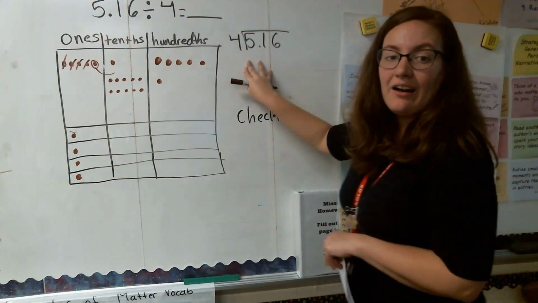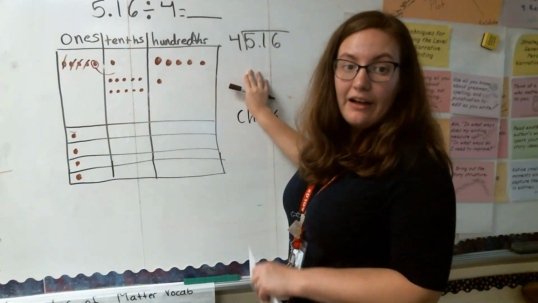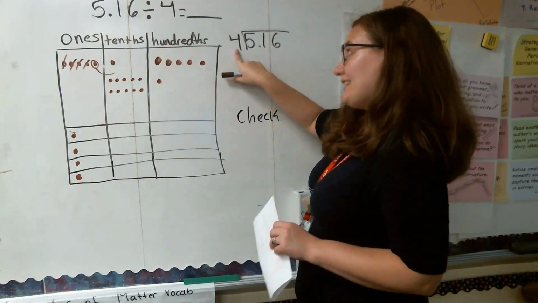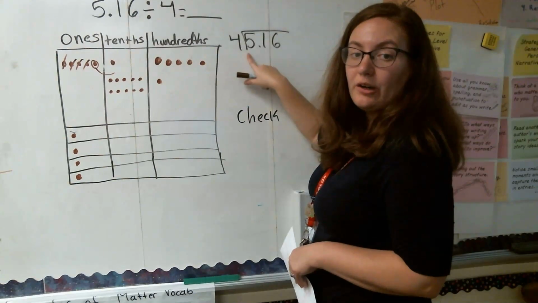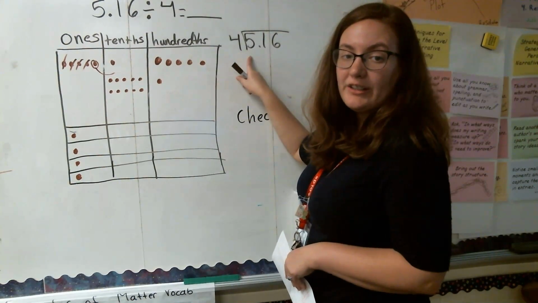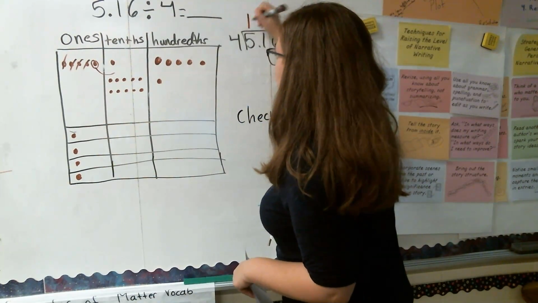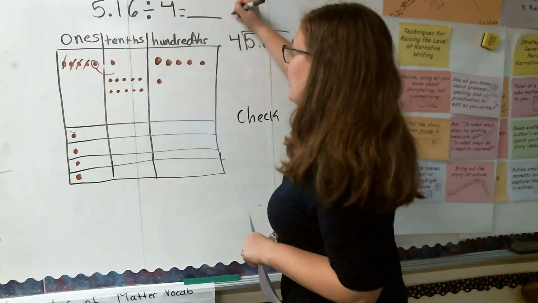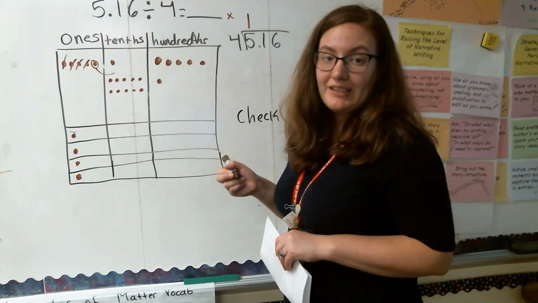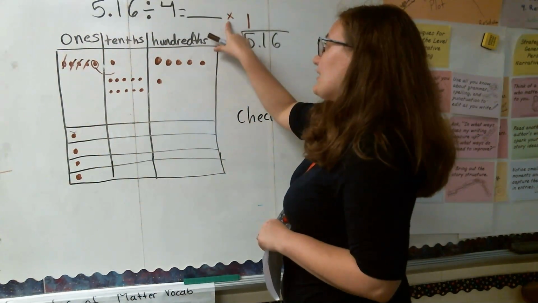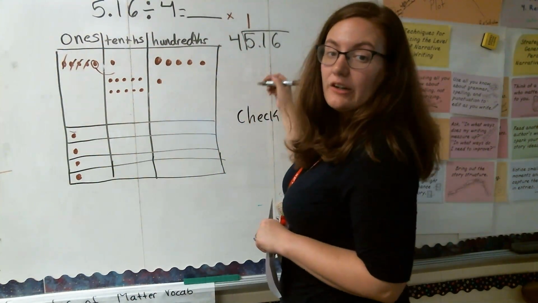Now let's see how that works over here in my standard algorithm. So first I need to think about how many times can 4 go into 5. Well, 4 can go into 5 one time. So I put a 1 up here. And then remember, I need to multiply. I'll put this little X here to remind myself of that. So I do 4 times 1, which is 4.